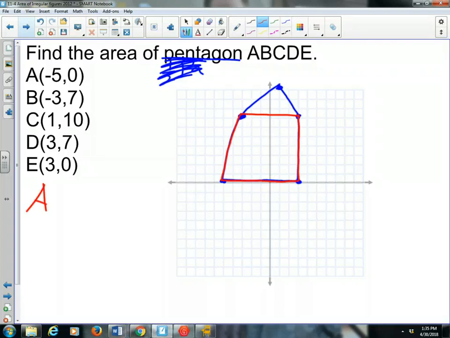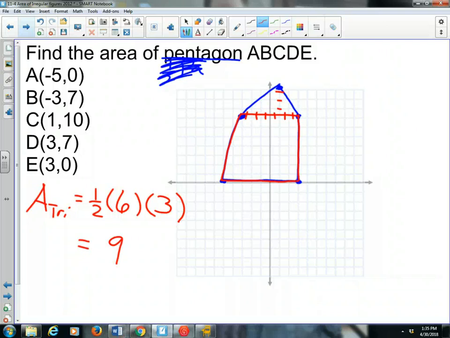So here is the area of the triangle. It is 1/2 base times height. The base is 1, 2, 3, 4, 5, 6. The base is 6 units. The height is 1, 2, 3 units. So 1/2 of 6 times 3, 1/2 of 18 is 9. There are 9 square units in the triangle.